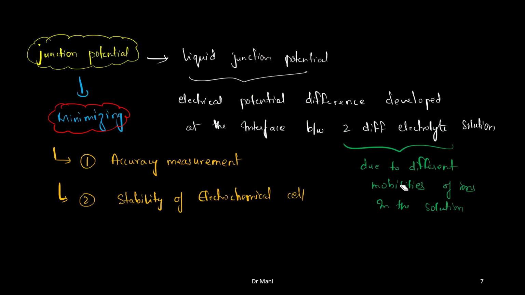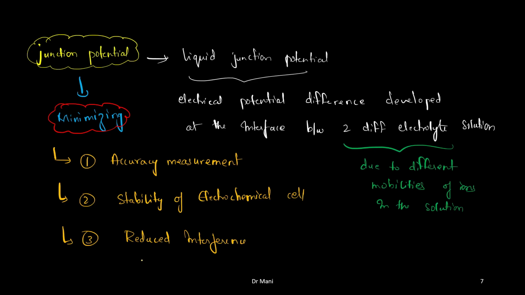We'll get back to this statement again. Is that clear? I'm trying to develop the concept of how this junction potential works. Is it understood for everyone? How does it affect the accuracy of measurement? How does it affect the stability of the electrochemical cell? And the third thing is, if you minimize it, there will be reduced interference.